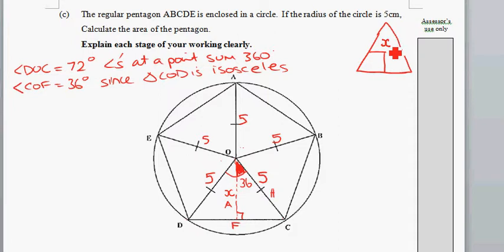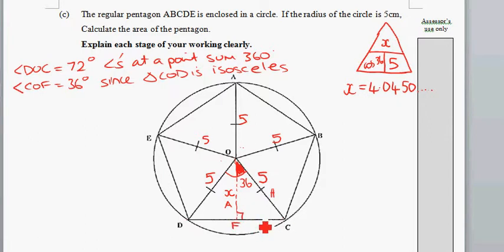Adjacent side is x, the hypotenuse is 5, and we're using the cos of 36. So x equals 5 times cos 36, 4.0450, and there's more to come. So use as many digits as you can because we haven't finished the problem. Right, so that's the height of the triangle.